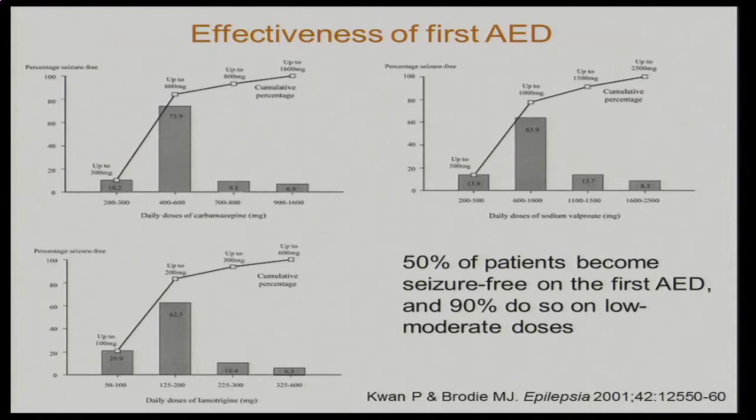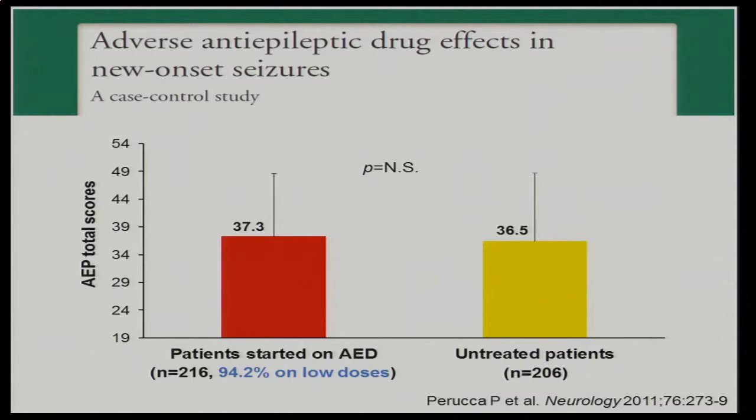What do we know in terms of the effectiveness of the first anti-epileptic drug? Seminal work by Patrick Kwan and Martin Brodie in the early 2000s showed that 50% of patients become seizure-free on their very first anti-epileptic drug. And 90% do so on low to moderate doses. So you don't need to load the patient with high doses. The first drug tried should target low effective dosages. There's another reason for this, which is that if you target low effective dosages, then the chances of minimizing toxicity are greater.